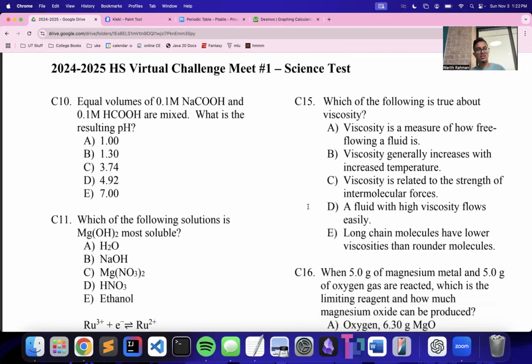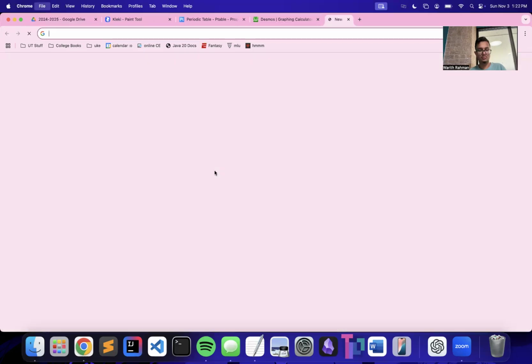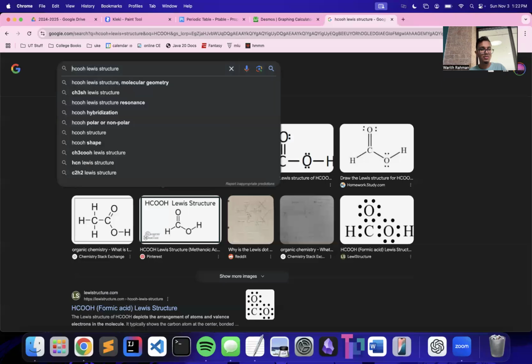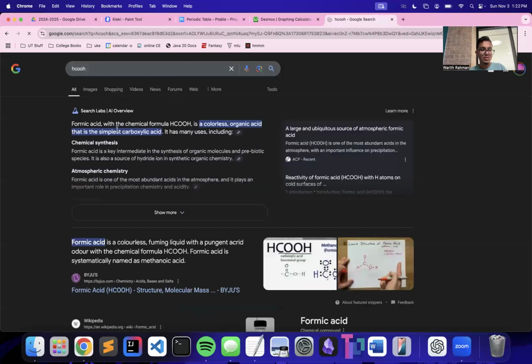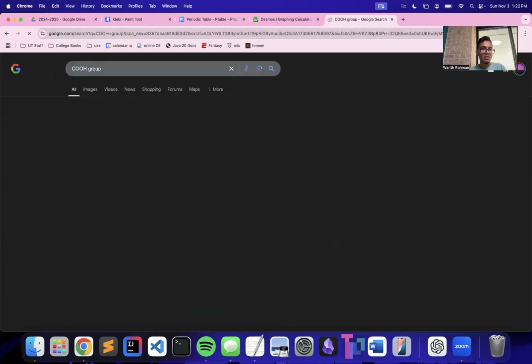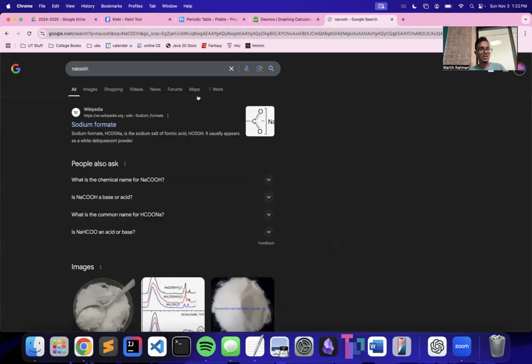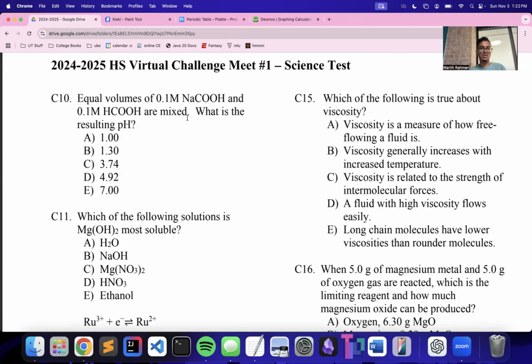Okay, for C10, equal volumes of 0.1 molar sodium acetate and 0.1 molar acetic acid. No, this is a sodium acetate. Sorry, what is COOH? I'm forgetting. Wait, C. Oh, it's a carboxyl group. So I guess this is just NaCOOH, sodium formate. Okay, so yeah, sodium formate and formic acid, resulting in what pH?